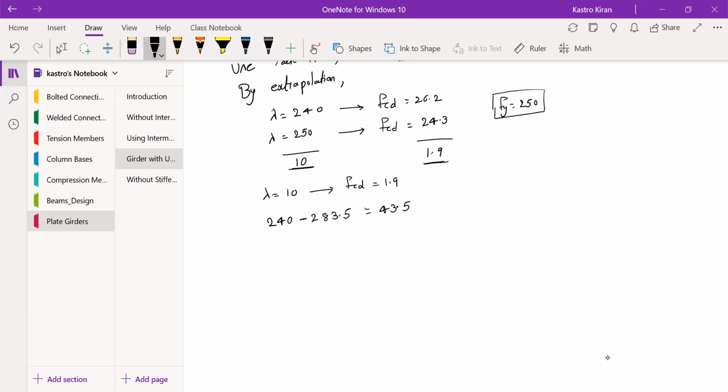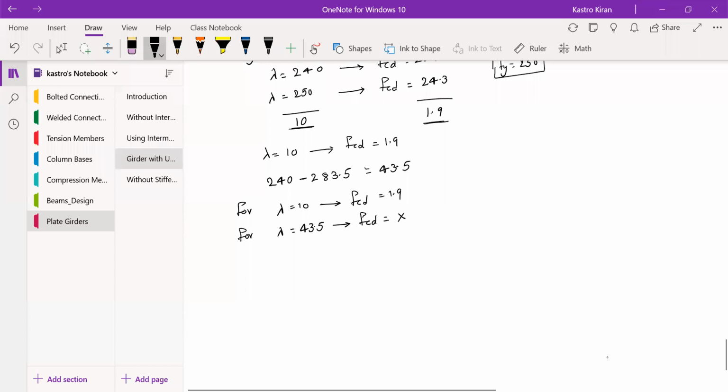After you do proper checking, the value of X for the 43.5 difference is obtained as 8.265. You do the calculation and you can check. Therefore, the final value of FCD, remember this is not the final value.